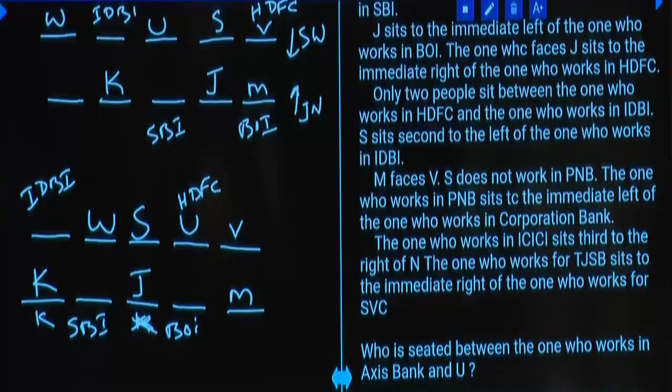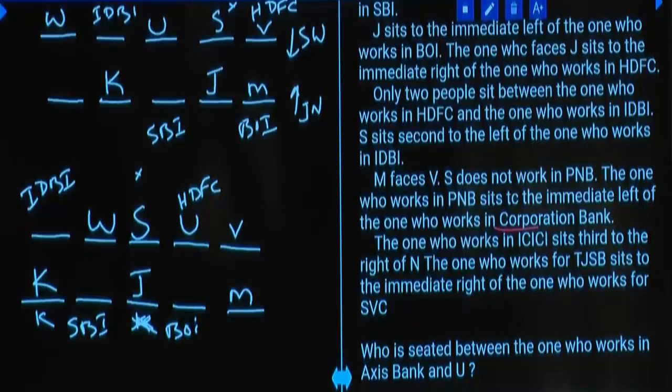S does not work in PNB. As S does not work in PNB, and the one who works in PNB sits to the immediate left of the one who works in corporation. Now, immediate left-hand side of corporation, who is that person? PNB means that two vacant places should be there. And out of which S does not work in PNB, so PNB here is ruled out, here also ruled out. Then what is the only possibility for this one?